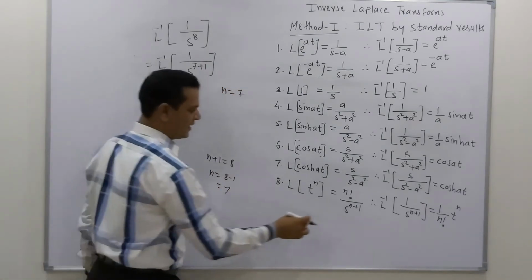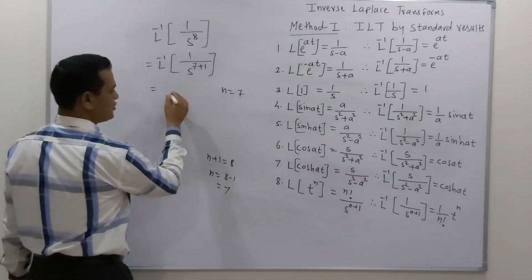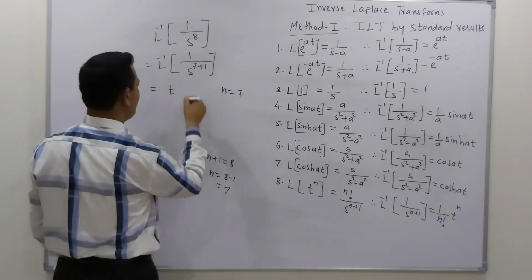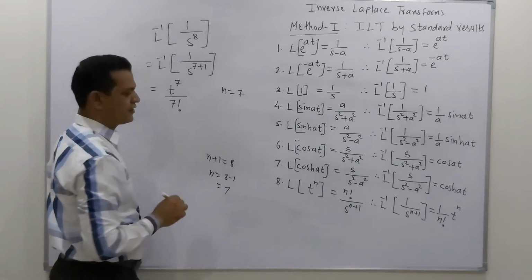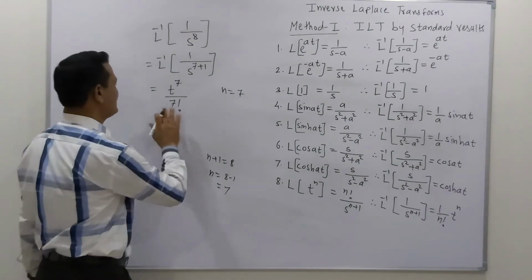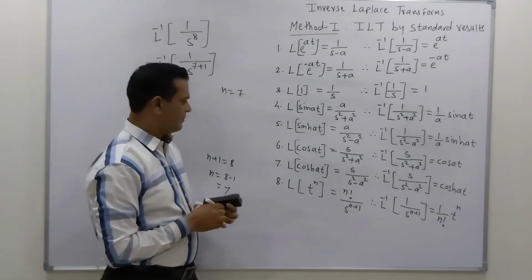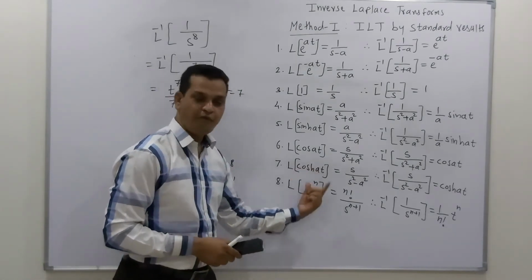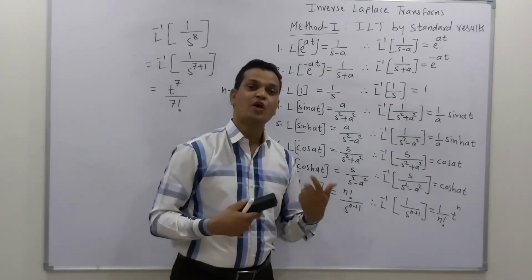Again if we compare this with the result, we get the value of n as 7. So we can write the answer up to this term as t raised to n, that means t raised to 7 upon 7 factorial, because n factorial means this is 7 factorial. But friends, this result is applicable when n is positive. So please try to understand, this result is applicable only when the value of n is positive.